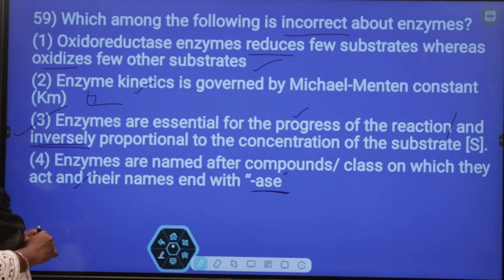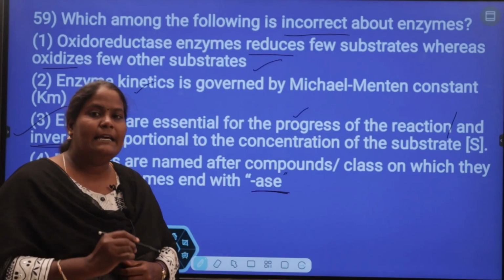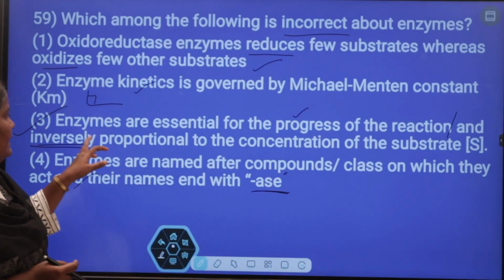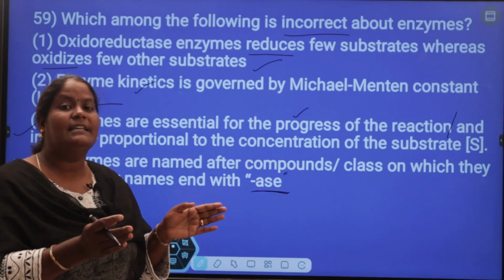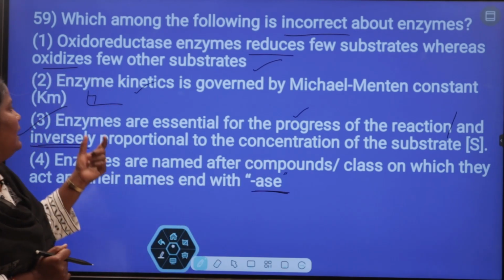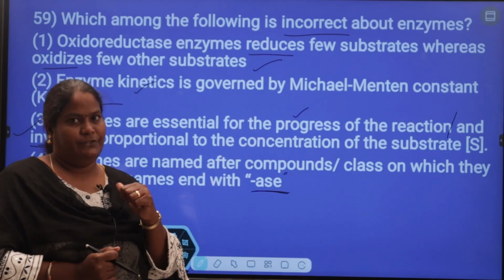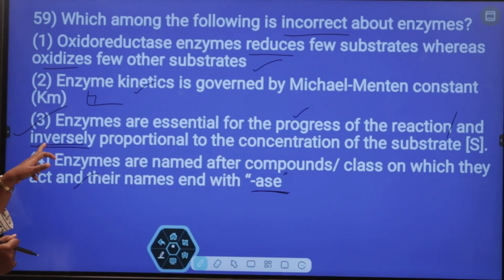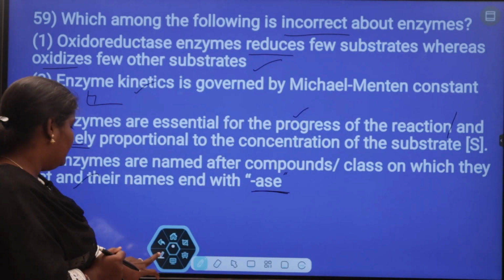The answer for this question is 3 because they told you to identify the incorrect statement about the enzymes. In this statement, enzymes are essential for the progress of reaction. Yes, it's a true statement, but enzymes are directly proportional to the concentration of the substrate. So due to this terminology "inversely", the statement is wrong. Next, 60th one.